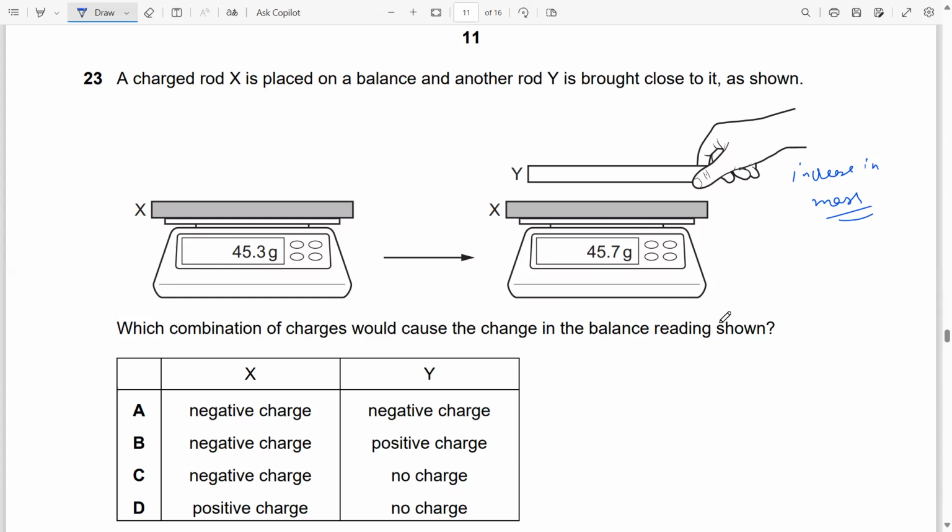So this means both should carry the same charge. Additional force will be acting if this will be repelling this. And repulsion is possible when the same charge is carried by both the rods. So option A is correct. Both are carrying negative charge.